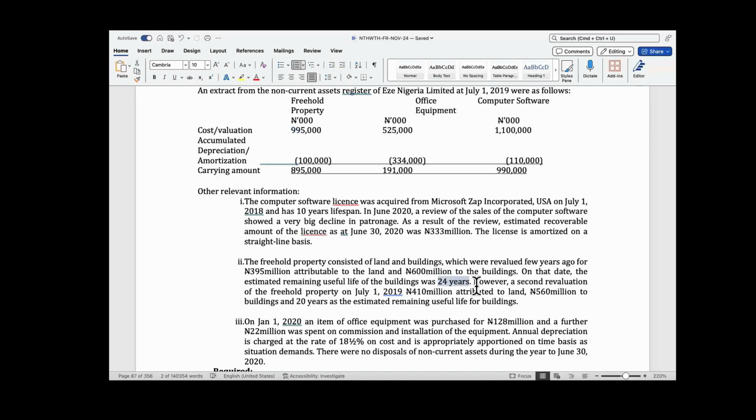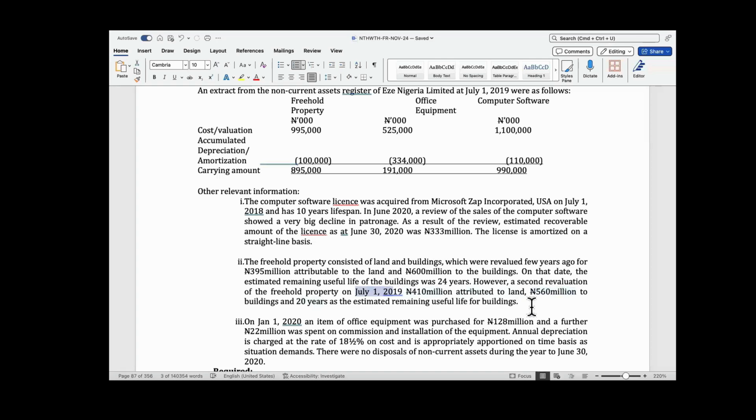However, there was a second revaluation on July 1st, 2019. I know that this is the beginning of the year. They revalued the land at 410. How did I know that is the land? They said attributed to the land. They revalued the building at 560. How did I know that is the building? They said to building. They now say that the useful life is 20 years. That is on June 2019.